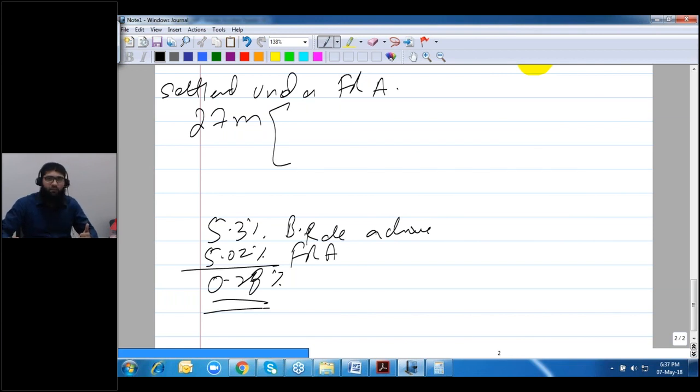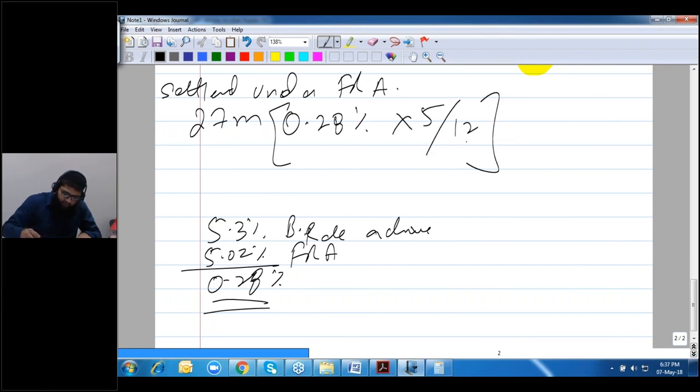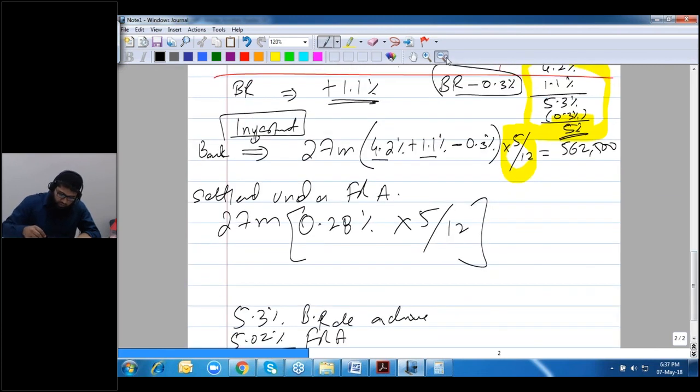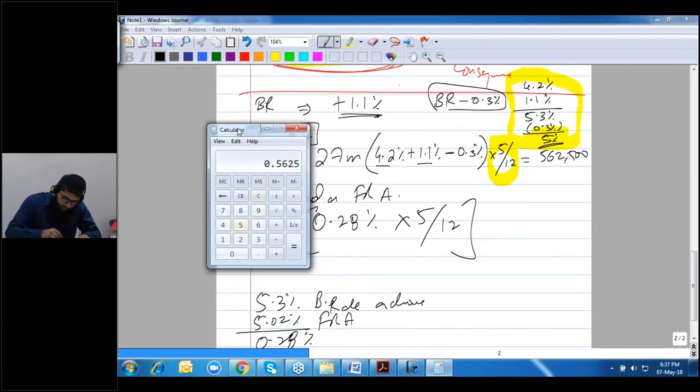So what is actually going to happen is, the bank with whom we have entered into this FRA, we will have to return the money back to that bank. How much money would we have to return to that bank? It's going to be 0.28% multiplied by 5 divided by 12. That's what you would have to return to that bank. So can somebody please confirm how much that amount is going to be?